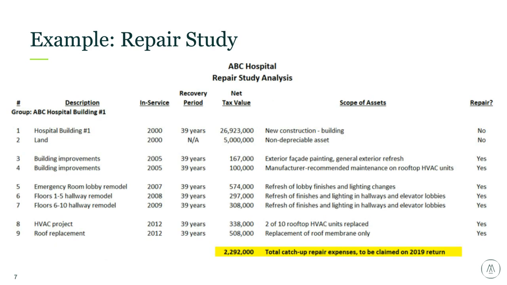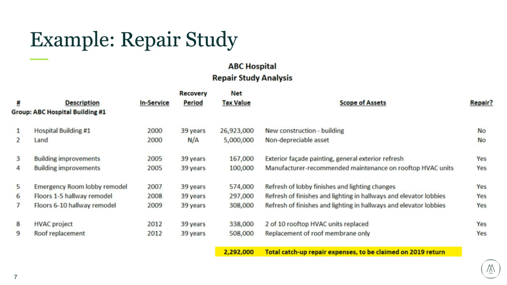So let's say you had a repair study completed and you had someone dig further into the detail for these specific projects. So you found that the first building improvement project just involved some paint and exterior refreshes. And then the other building improvement project from 2005 was just manufacturer recommended maintenance on rooftop HVAC units, even though, on the depreciation schedule, there was no identification that the building improvement project was even HVAC related. And then the lobby and hallway remodels, maybe they were just general refreshes of finishes and lighting. The HVAC project in 2012, let's say it was just 2 of 10 rooftop units that were replaced.